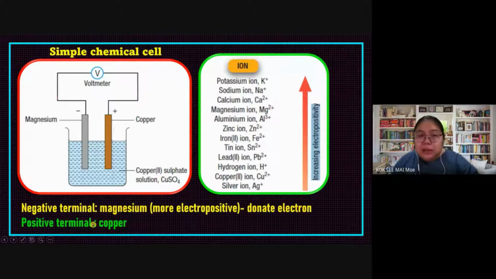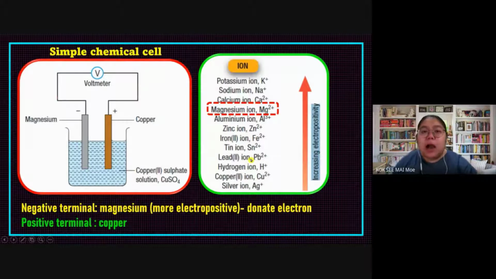So the negative terminal, magnesium, is it? We choose magnesium because magnesium is more reactive than the others, so it will donate electrons. Remember, when you choose the negative terminal, first, it must be very strongly electropositive. Number 2, if it is very strongly electropositive, it can donate electrons. So the positive terminal is copper. Copper is less electropositive.